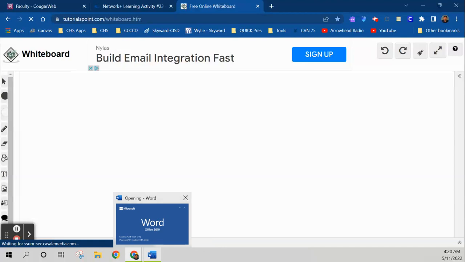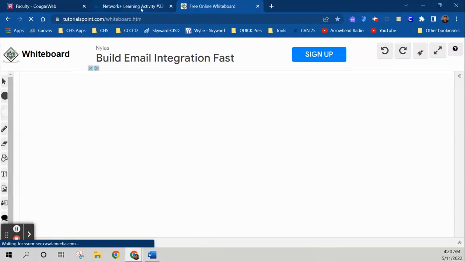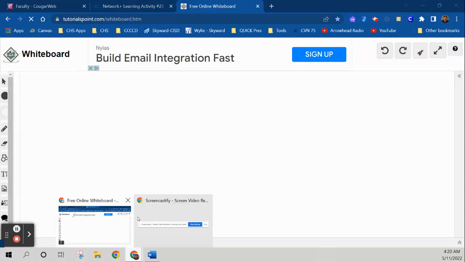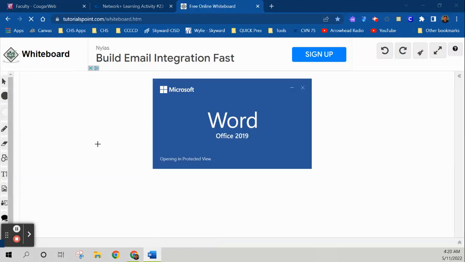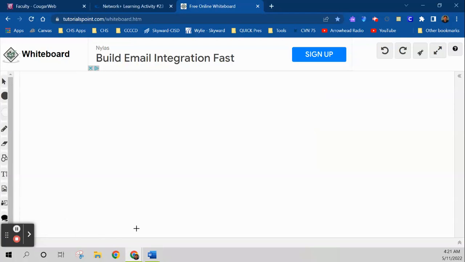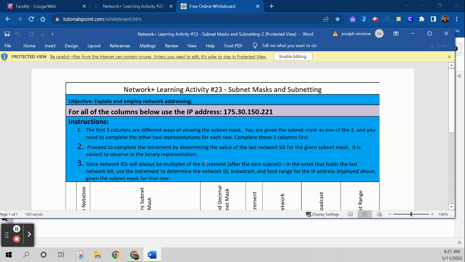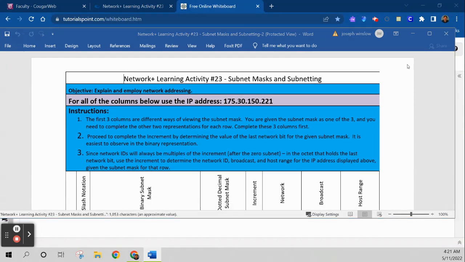Still loading. I'm going to pause it just for a second. Okay, now it's finished and ready to go. I'm going to enable editing, and I'm going to look real quick at the document.